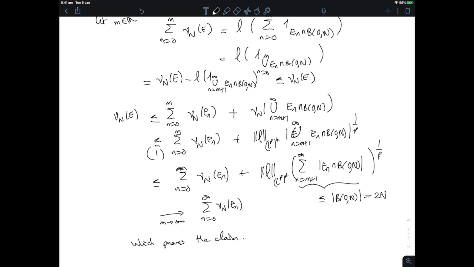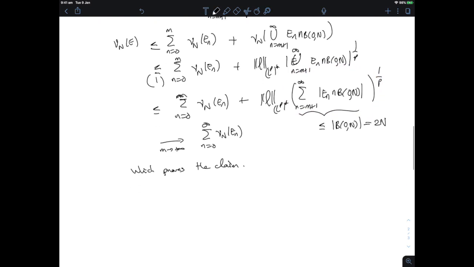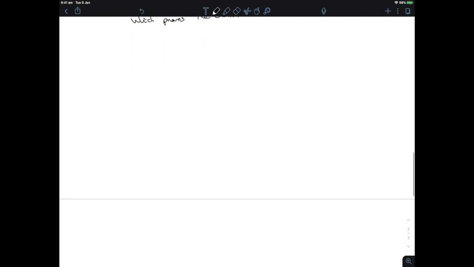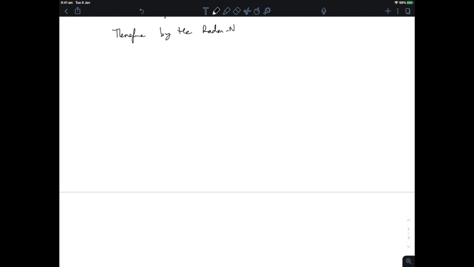Right, but that was the point of restricting to a bounded set in the first place, to ensure convergence of the series here. So we have a measure, and it is absolutely continuous with respect to Lebesgue measure. Therefore, by the Radon-Nikodym differentiation theorem, okay, what does that give us?